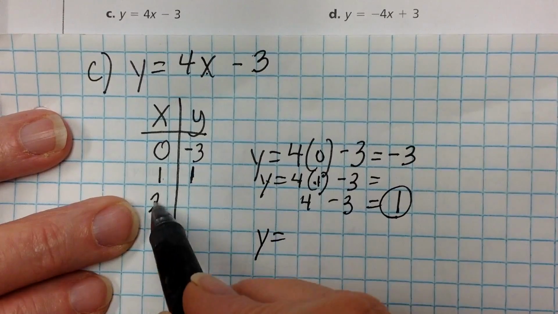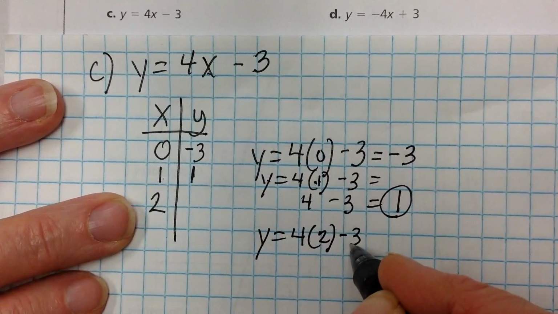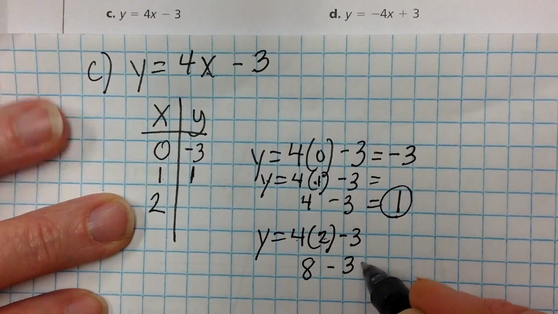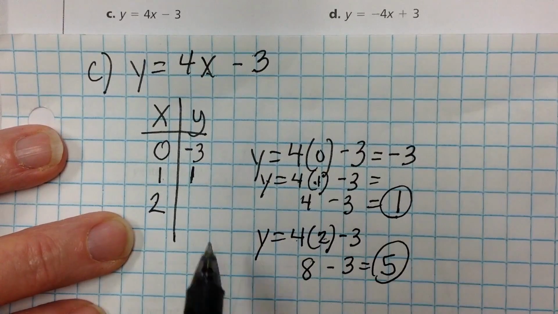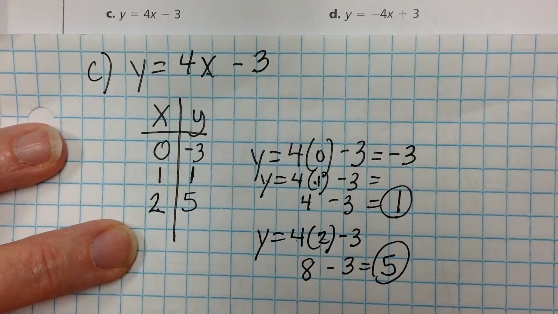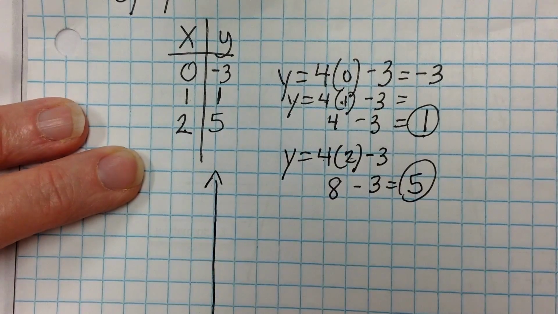Then substituting 2 in for x, I have 4 times 2 minus 3. 4 times 2 is 8, and 8 minus 3 gives me 5. So when x is 2, y is 5. So I could graph this line.